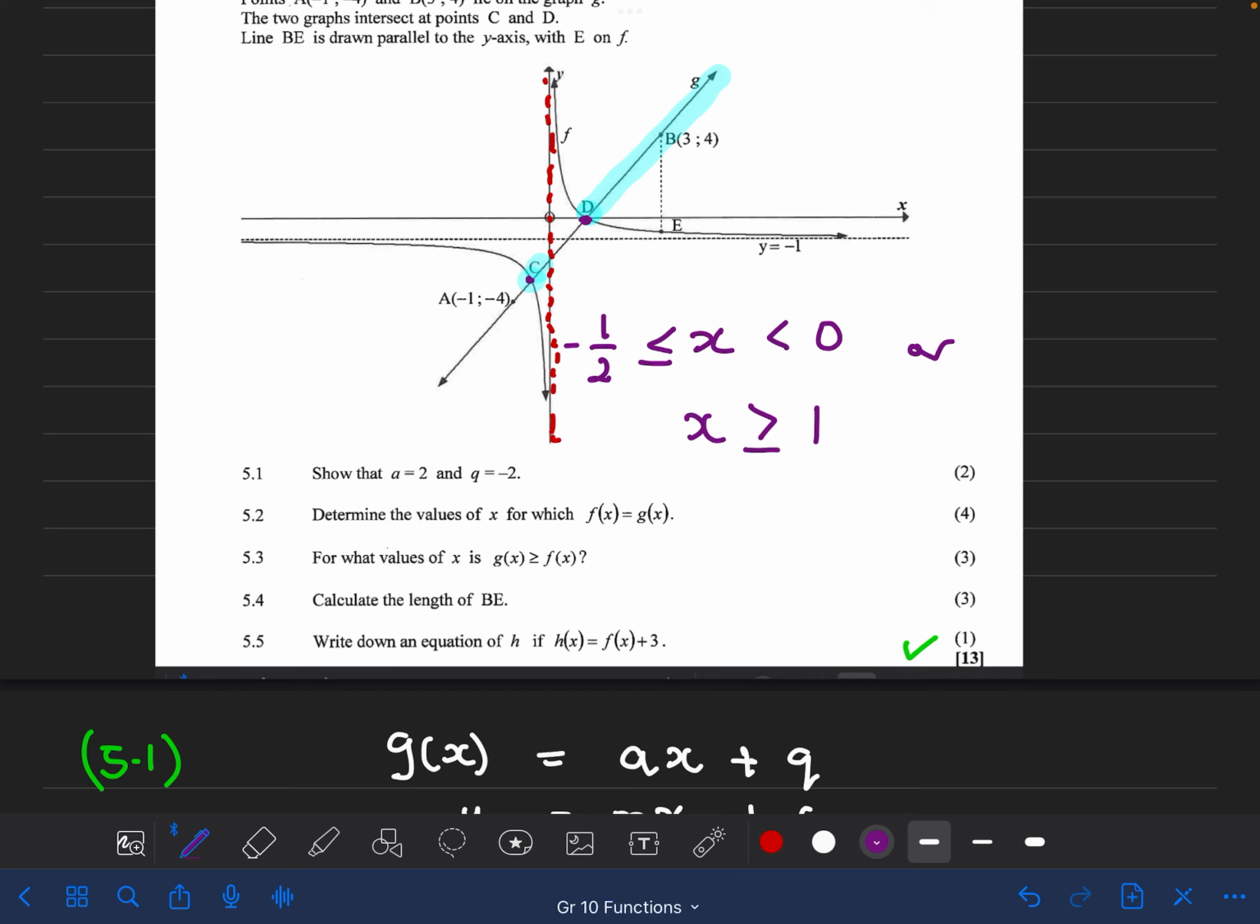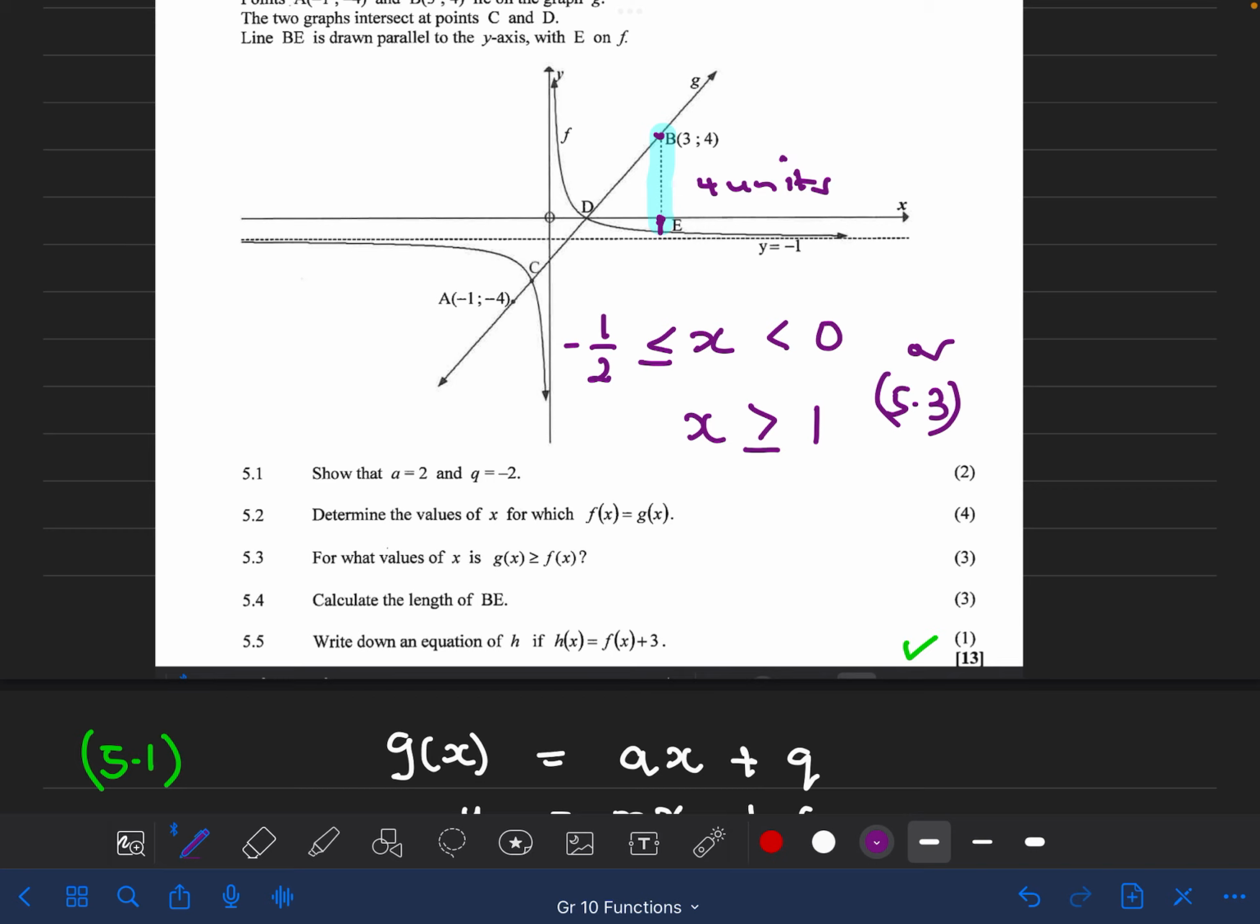Then 5.4, so this was 5.3. So 5.4 here, if we need to calculate BE. So let's look at BE, guys. BE is this line over here. So this is BE. So we need to calculate the length of BE. And we know for a fact that from here, which is the x-axis, to here, it is 4 units. So here it's 4 units, right? But now, what about this piece over here?